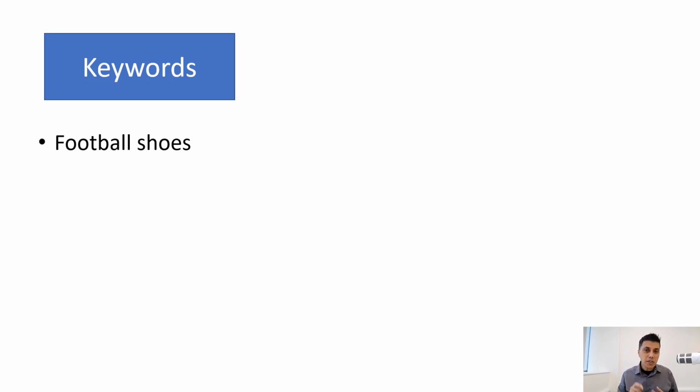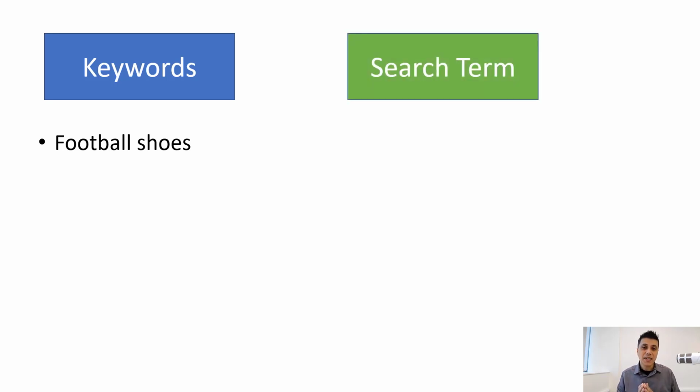However, what sometimes happens is that what gets displayed on the Google page is not exactly football shoes. That's because there's something called search terms. The main difference between keywords and search terms is that keywords are the words that we give to Google, like football shoes. Search terms are what Google interprets your keywords as, depending on a number of factors. The main factor that determines what search terms your keyword gets shown for is your match type, and we will go through this.